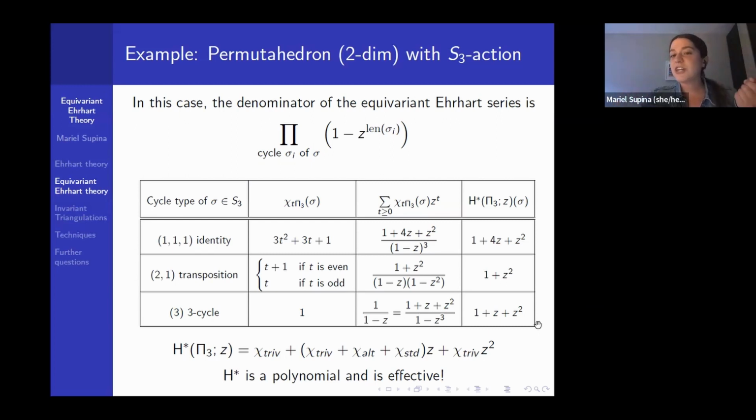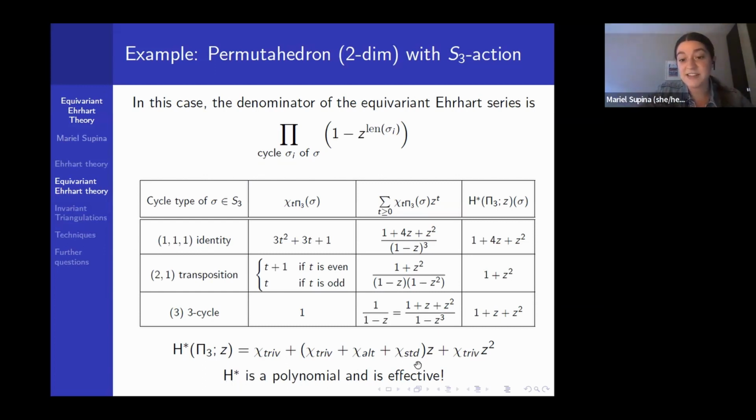So now finally, to put it all together, I'm going to look at the last column here, and then think about the characters of the symmetric group S3 and how I can combine them so that the constant term evaluates to 1 for all of the elements of the group. The linear term evaluates to 4 for the identity, 0 for transposition, and 1 for a 3-cycle. And the top term also has to be 1 for everything. So that's how we get this expression down here for the H star series of the hexagon with this particular group action.